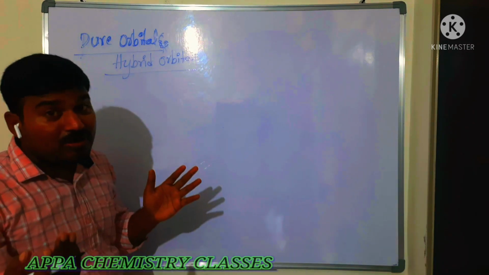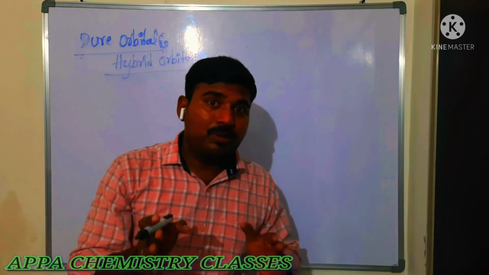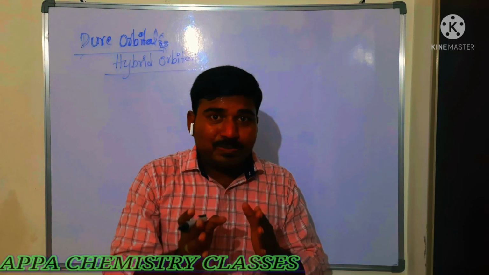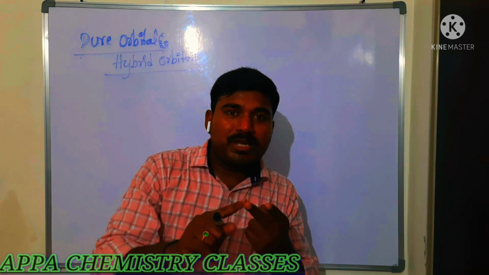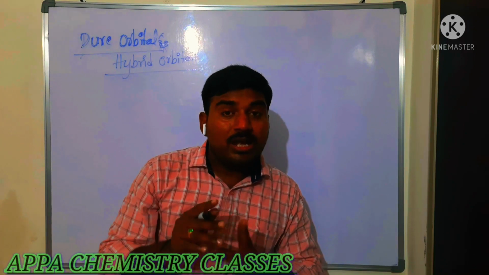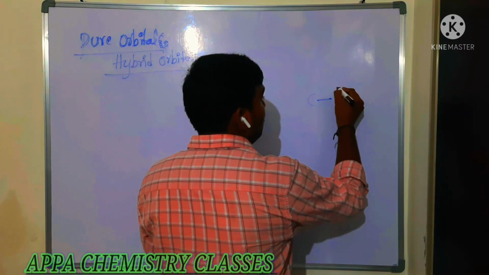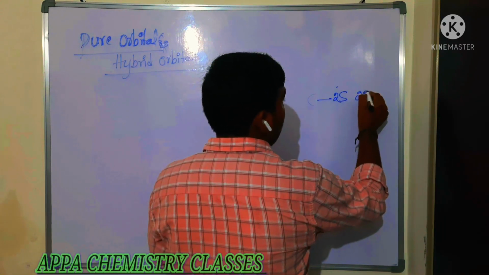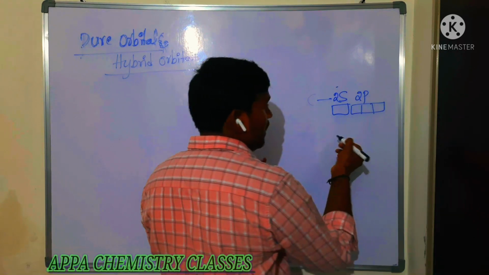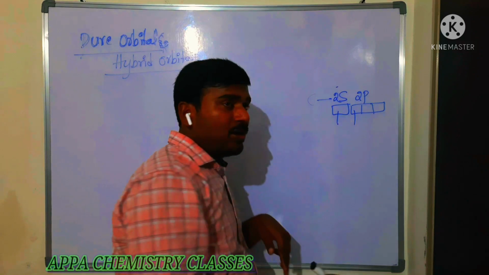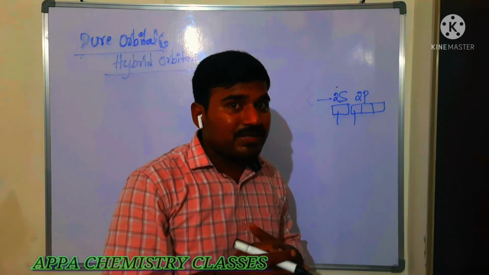What is meant by pure orbitals? The orbitals which are not taking part in hybridization. For example, if the carbon is participating in sp hybridization, one s orbital and one p orbital are involved in hybridization. The carbon has a 2s orbital and 2p orbitals. The 2s subshell contains 1 orbital, and the 2p subshell contains 3 orbitals. So one s and one p are involved, which means 2p orbitals are not involved in hybridization in the case of sp.